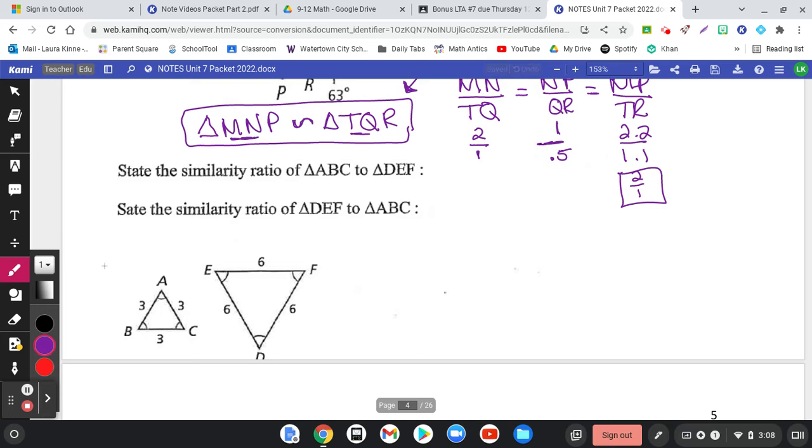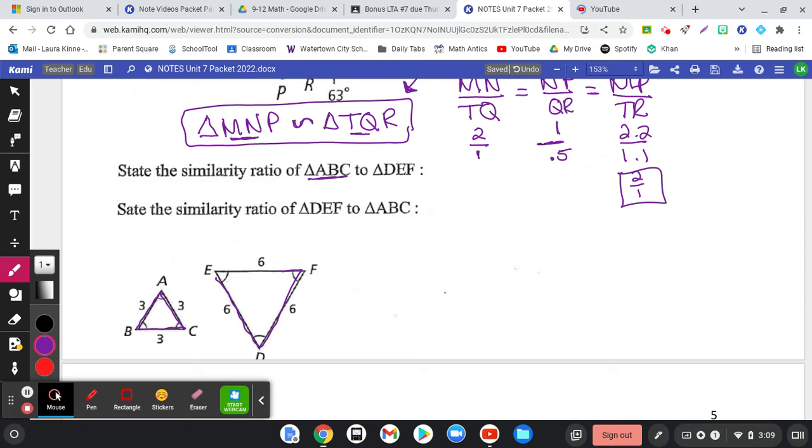Okay, the next two deal with the picture at the bottom. State the similarity ratio of ABC to DEF. Okay, so order does matter. They're both equilateral triangles. So if I'm doing ABC first, my side lengths are 3. For DEF, it's 6. So 3 to 6 would simplify to 1/2, or 1 to 2. You could write it using the colon.